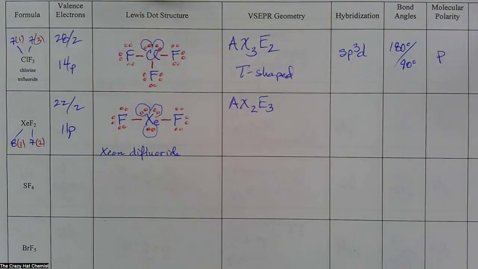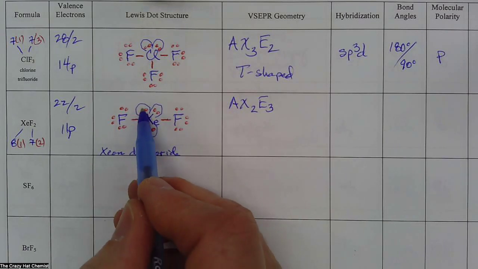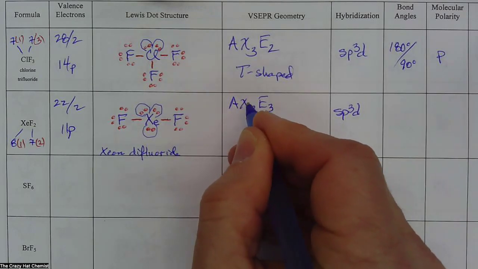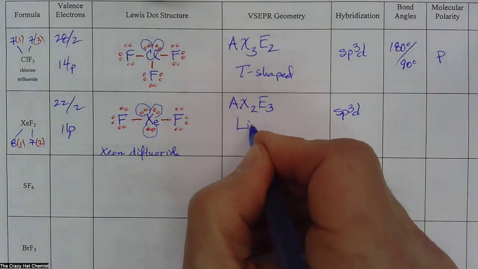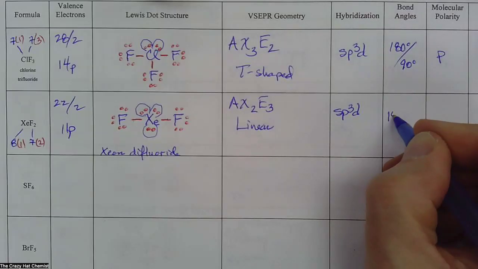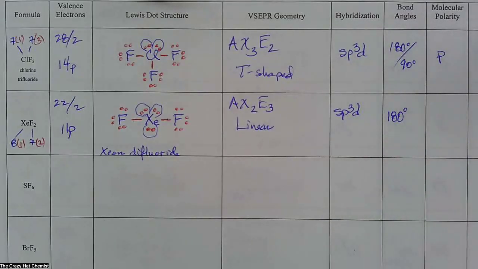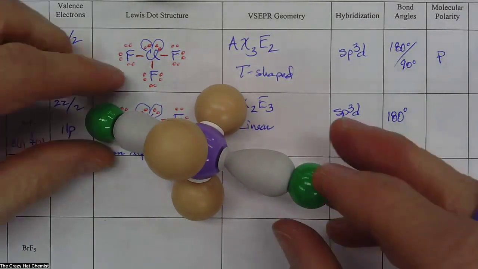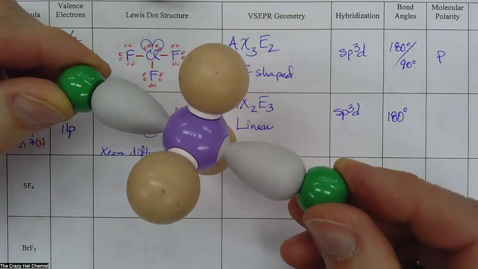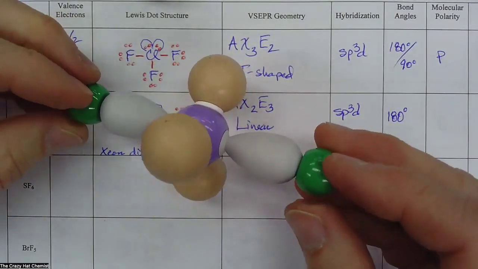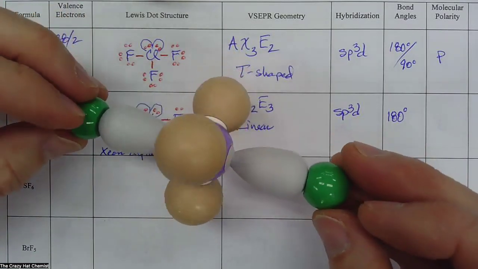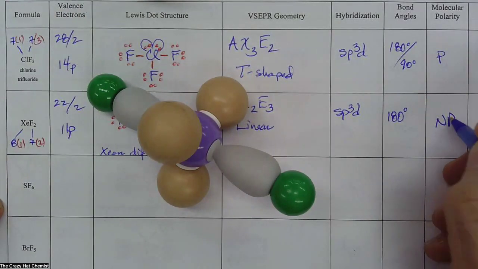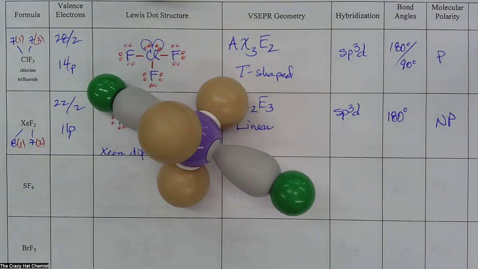And then hybridization is s, p1, p2, p3, d. That's sp3d hybridized. By the way, AX2E3 is linear, and that has a bond angle of 180 if it's linear, of course. And then here is our structure. Notice that there are three sets of lone pairs of electrons on that central atom, and that makes this symmetrical. Even though it has bond polarity, it does not have molecular polarity. So this is nonpolar.